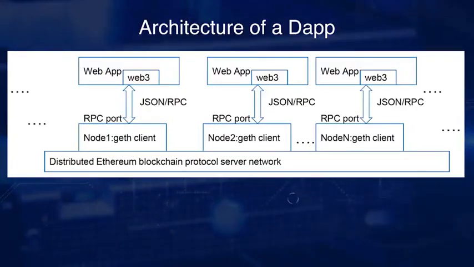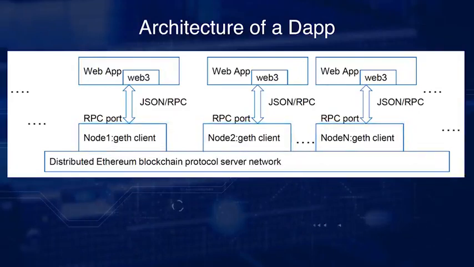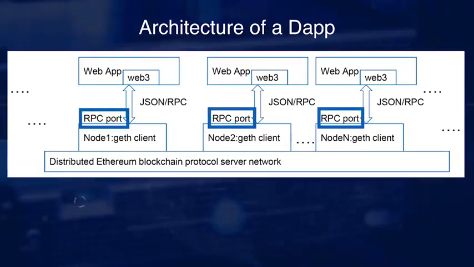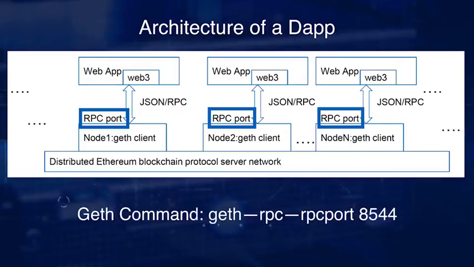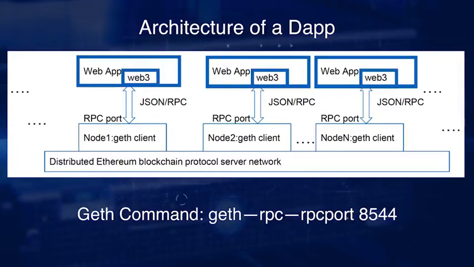We have multiple full nodes, with only 3 of them, node 1, node 2, and node n, shown. The geth command is used to expose RPC port 8544, using the command, say, geth --rpc --rpcport 8544. From the web client, the functions including smart contract deploy and invoke functions are facilitated through the web3.js module.